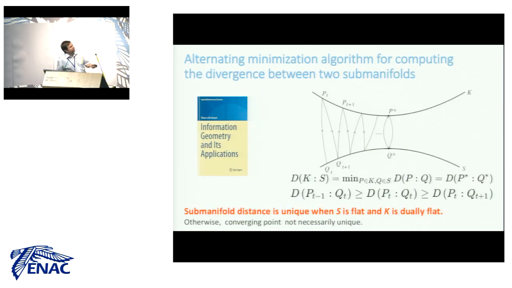Okay, and this kind of alternating minimization procedure is also very useful to find a distance between 2 submanifolds or 2 statistical submanifolds, and of course people ask for conditions under which you have convergence and where this distance is unique by this alternating projection minimization. And you have a well-known result in information geometry that says that if one convex set is primarily flat and the dual is dually flat, then you have convergence and unicity.